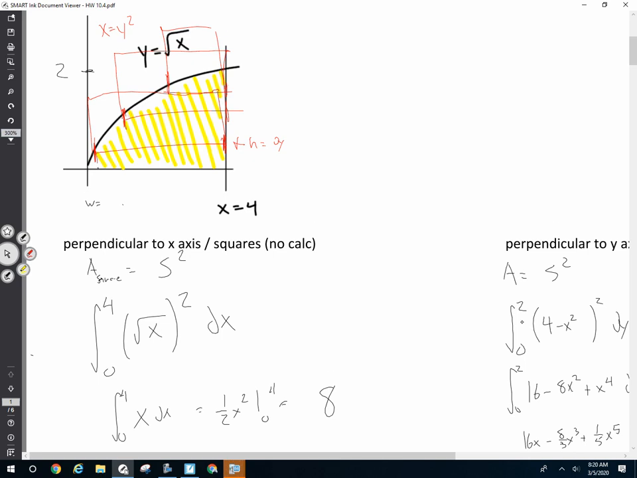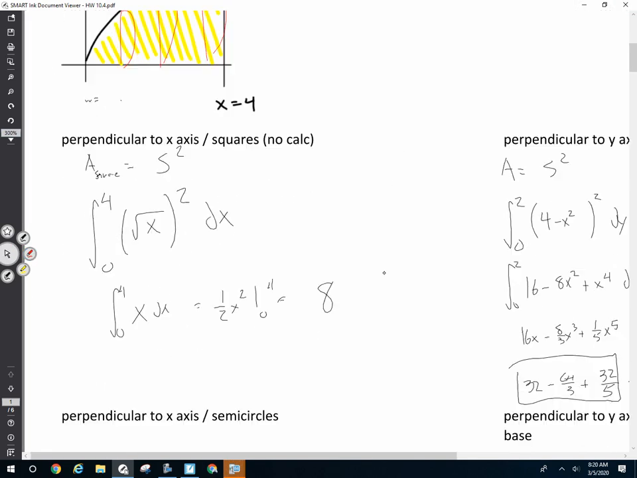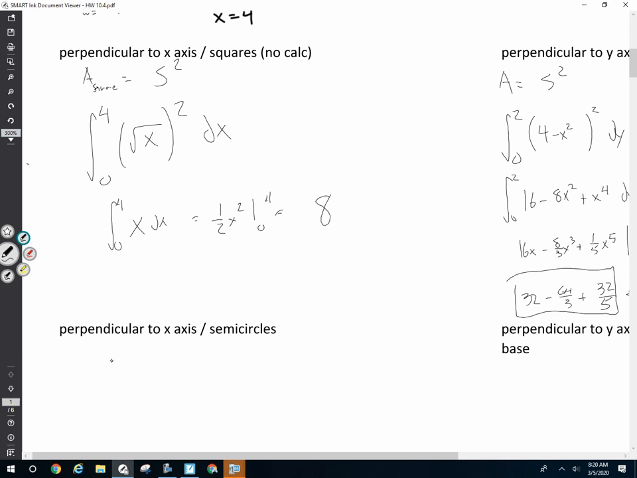Perpendicular to the x-axis, semicircles. Okay, so back to being perpendicular to the x-axis, but now I've got semicircles. So here's what's tricky about semicircles. The formula for the area of a semicircle is pi r squared divided by 2.